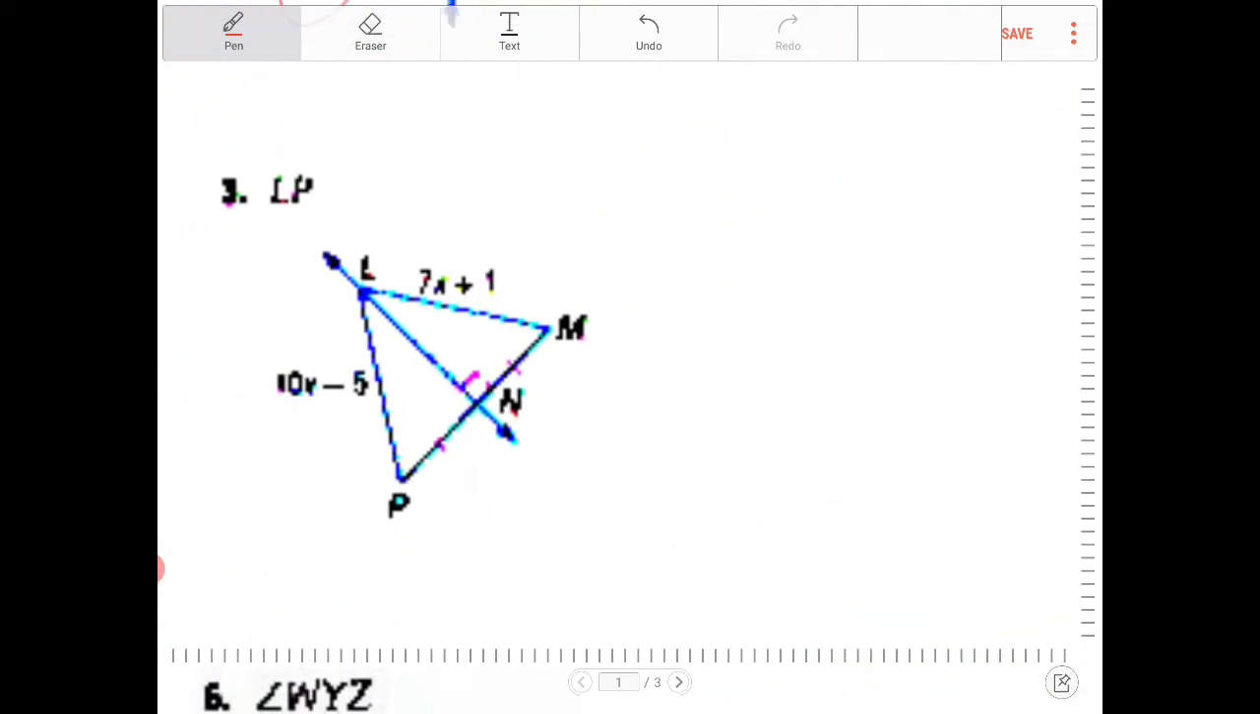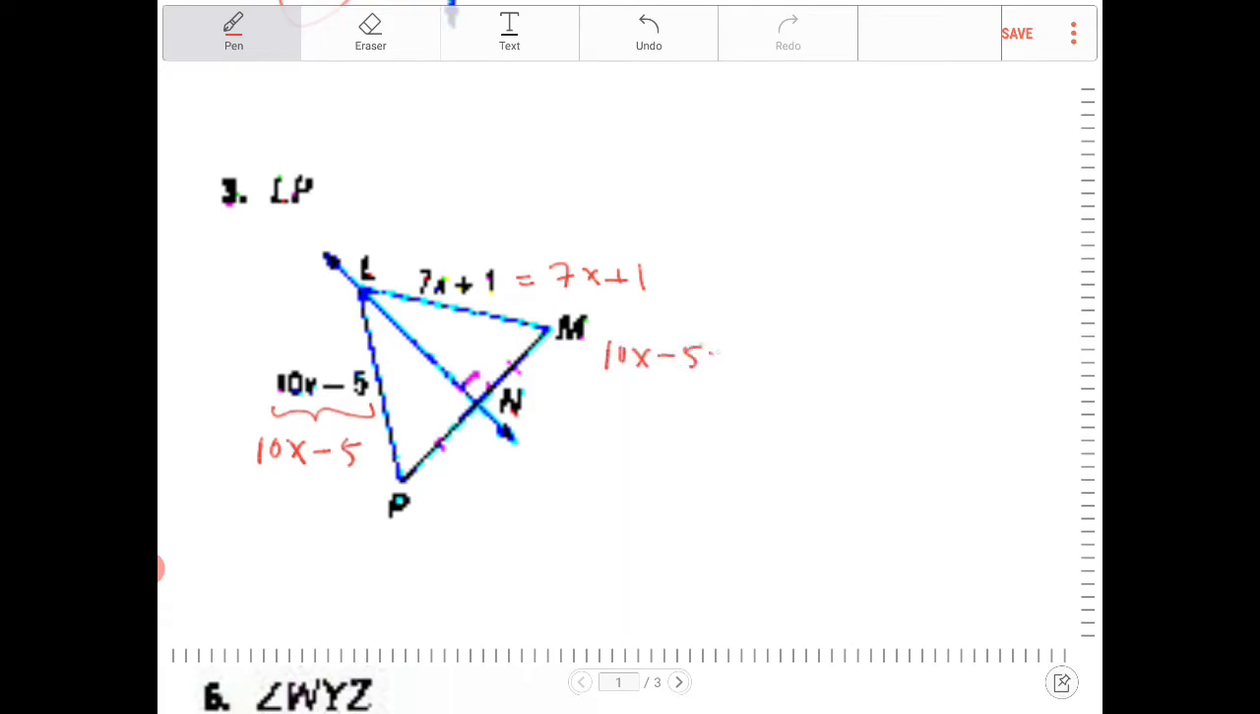Question number 3. Is this a perpendicular bisector or is it an angle bisector? This is indeed, again, a perpendicular bisector. Sorry for the text looking a little strange here, but this is 10x minus 5, and this is 7x plus 1. Anyhow, the question is to find out what LP is. Since this is a perpendicular bisector, those two segments, left and right, are going to end up being the same.